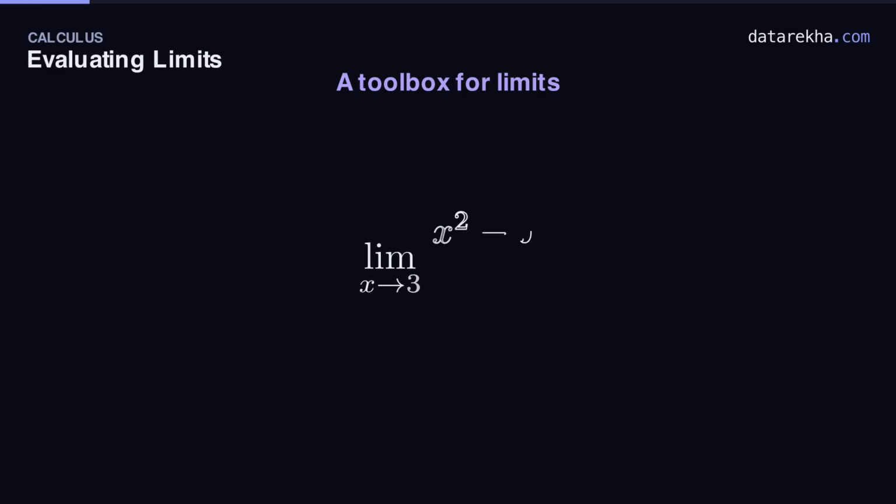You already know what a limit is. This lesson is the toolkit for actually finding one when the obvious move fails. Take this limit as x approaches 3. The obvious move is to plug in, but substitute 3 and the top becomes 0 and the bottom becomes 0. 0 over 0, not a number, but a warning light.